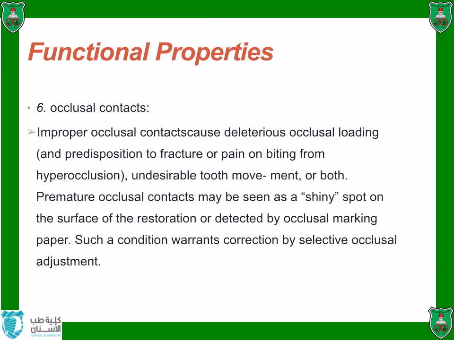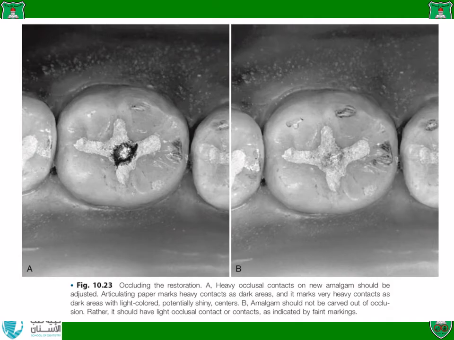For composite, you can immediately remove the high contact and make your final polish. As you see in this picture, we have an occluding restoration. We have heavy occlusal contact on new amalgam, and it's marked with dark color from the articulating paper, and the amalgam was carved out to remove this high point. And if the material is hard, try your best to remove the high contact as much as possible, and any further treatment should be delayed for 24 hours.